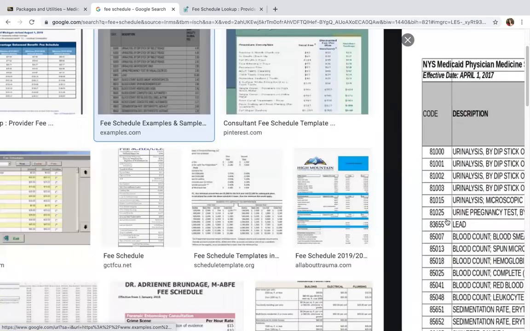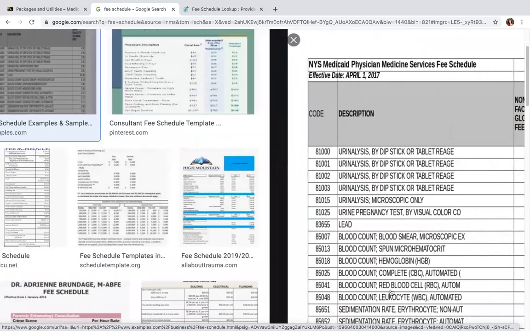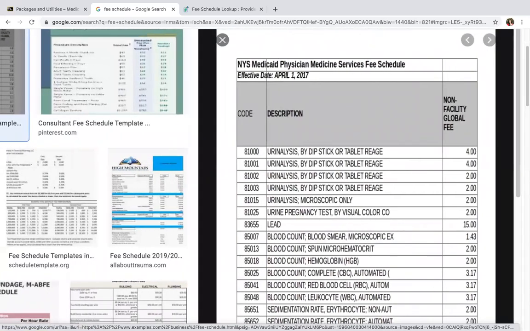Now here is a doctor's office fee schedule, and this looks very similar to how I would create mine. I would have the CPT code and then the description, and here you see the code for urinalysis dipstick is $4 for non-facility global fee. So this means it was probably done in the laboratory.